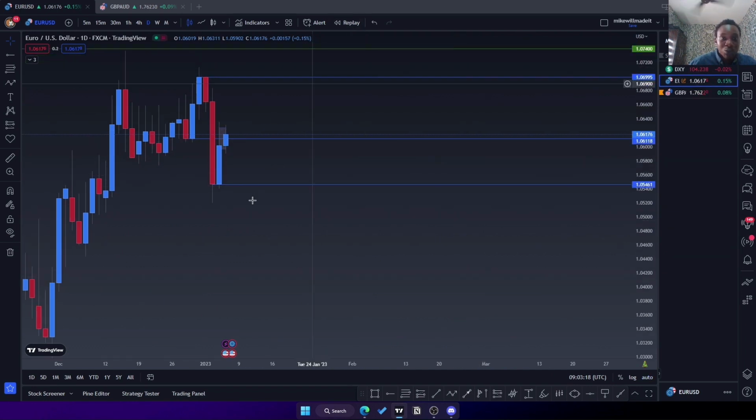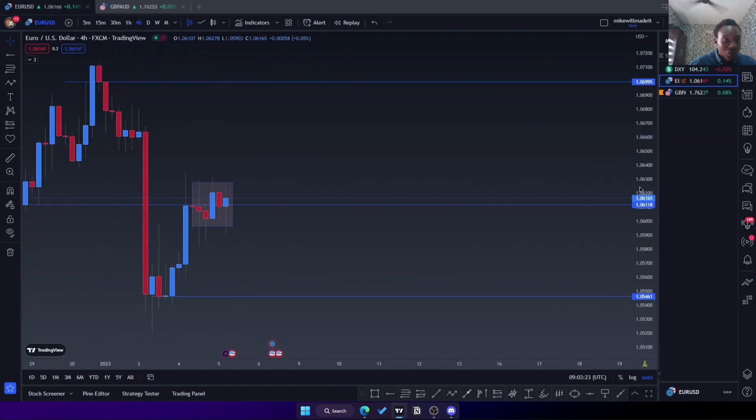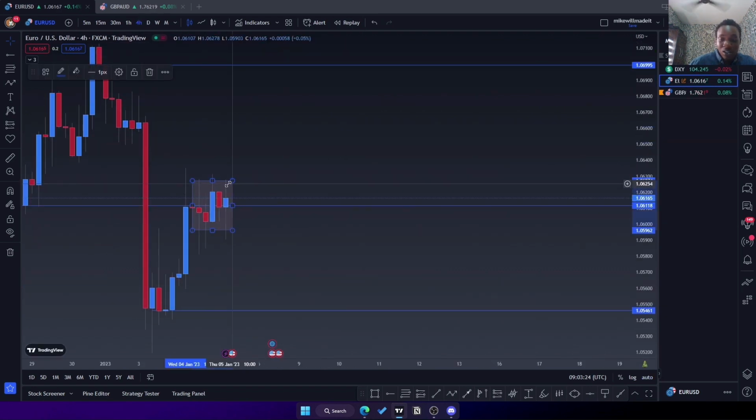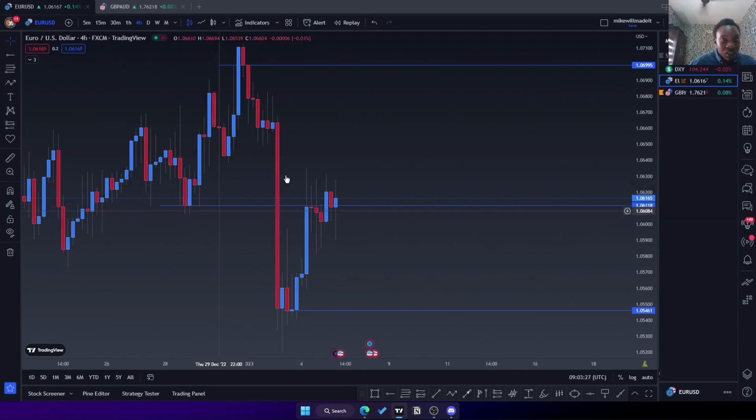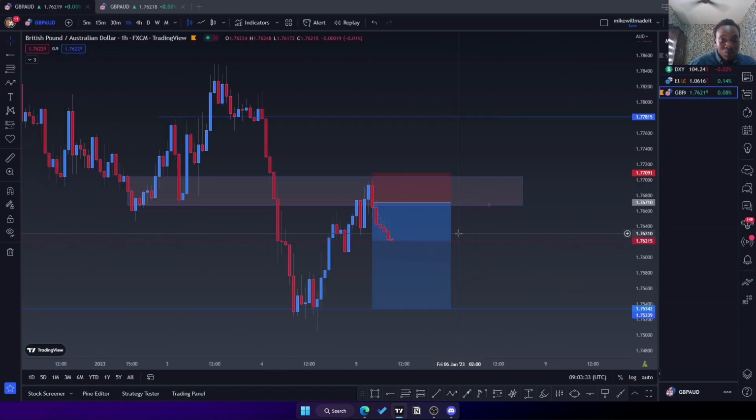So I will just keep on looking for sell opportunities, but if I see a buy opportunity, I will take it as well. So currently running EUR/USD sells right now. So let's go to GBPAUD and dissect what we have now.